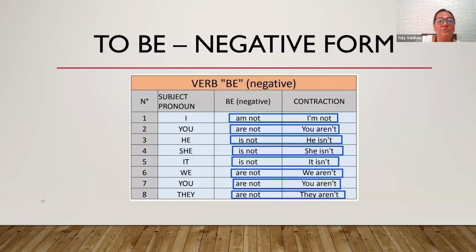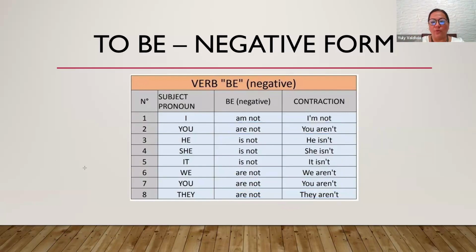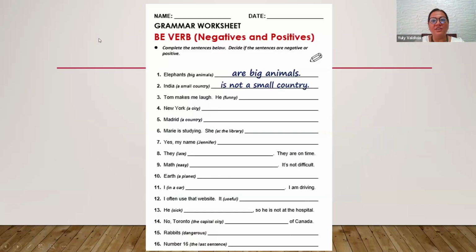Fabulous. Don't forget that when we speak, we better use the contracted form. But when we write a formal letter or a formal document, please use the regular form. Don't use the contracted form. Excellent. So we have an example of negative and we can work on this. Ready, guys? We have to make these sentences using the negative form.